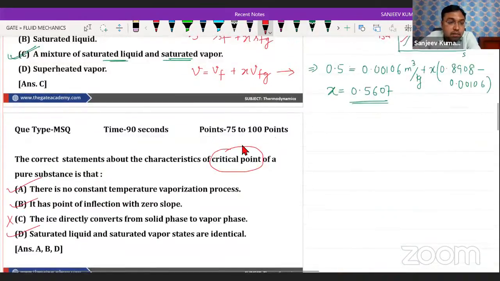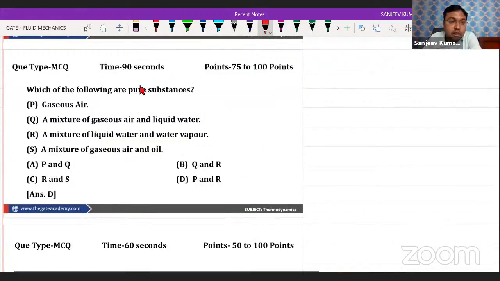Now, which of the following are pure substance? Right? Which of the following are pure substance? So pure substance means, what is the definition of pure substance? A pure substance is defined as one that is homogeneous and invariable in composition throughout its mass. What is the meaning of this line? I'll tell you. For example, we are having water.